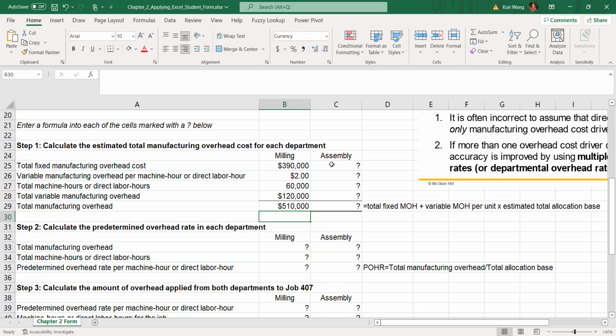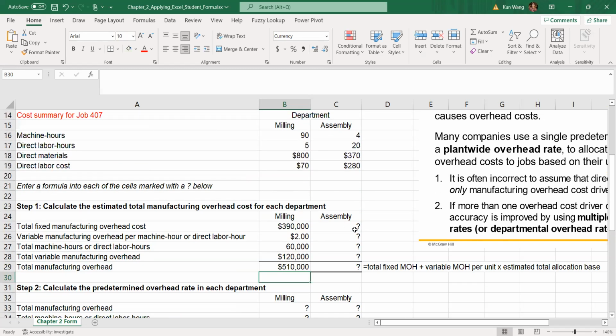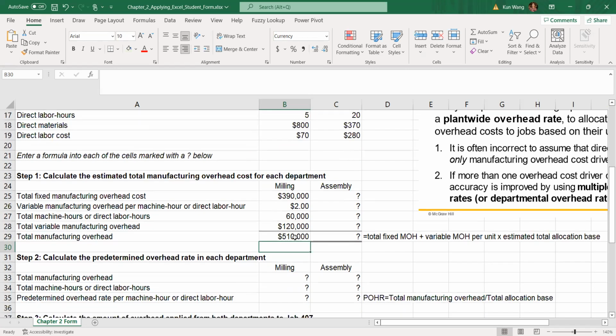If you want to practice one more time, you can repeat this process for the assembly department, but be careful, refer to the right numbers. And for the assembly department, we use labor hours as the allocation base. Oh, this one, I think I couldn't really paste all of them. Oh, this one I can do it.